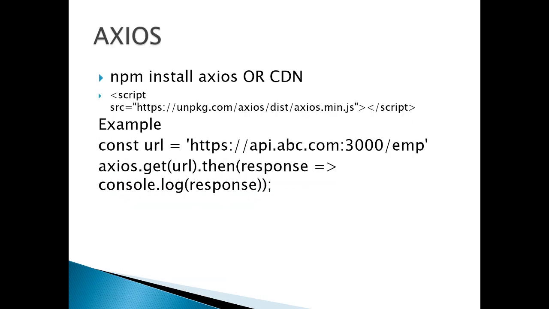How to include Axios in your application? You have to install it: npm install axios or yarn add axios, or you can directly use the CDN. You can write the CDN path into your application, and that will be available.